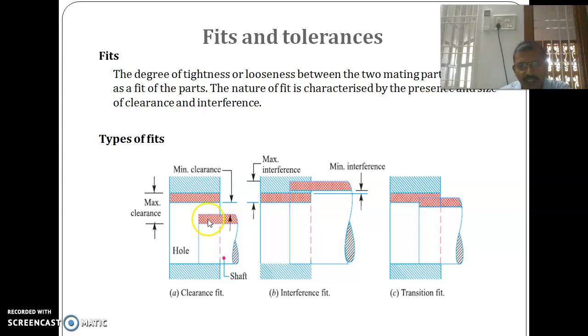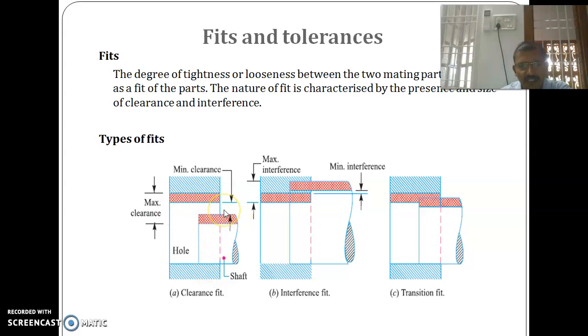So there is a clearance. Even then there is a clearance. If you are making 1000 components, almost all the components are within this limit: all the holes are within this limit and all the shafts are within this limit. So there is a clearance.